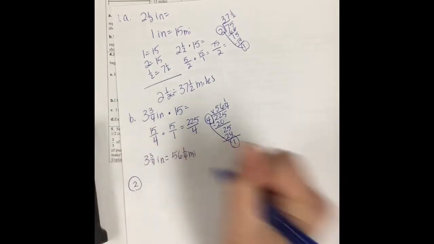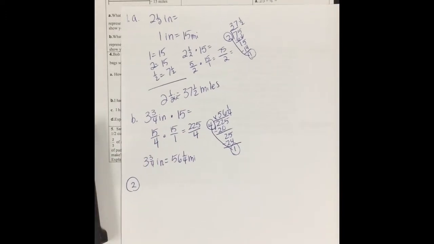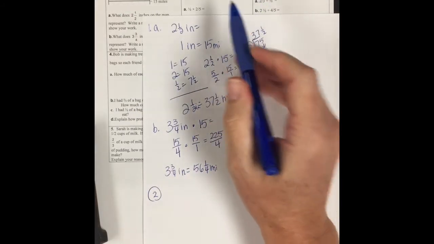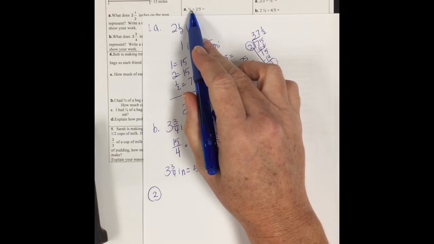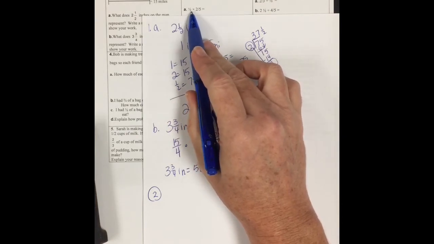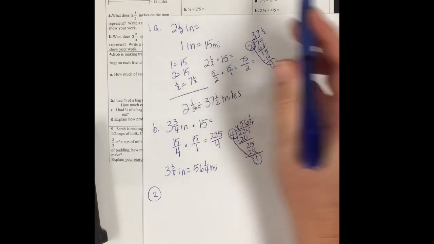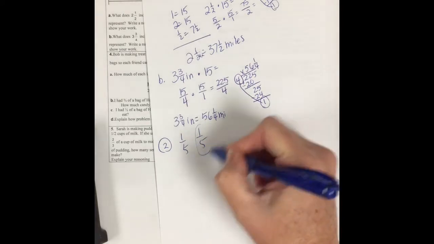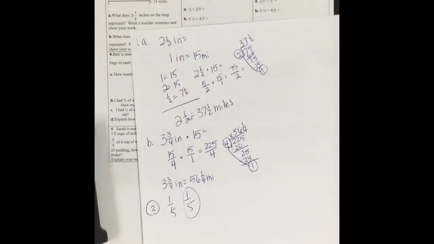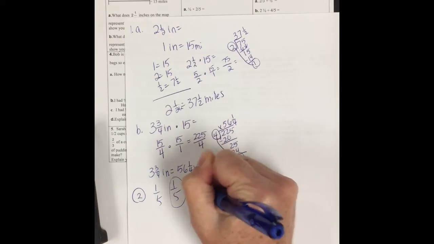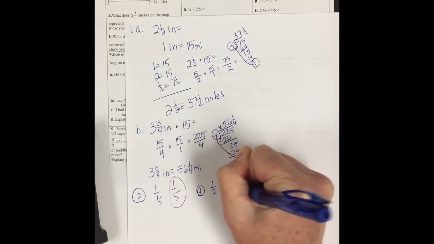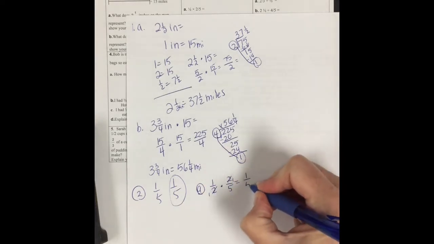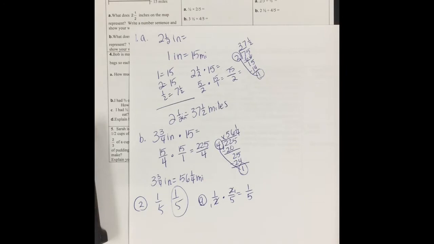2. Estimate each product, then find each product, show your work. So I'm going to estimate just in my head out loud, and then we'll actually find the product. So I'm looking for a half of, because multiplying means of, a half of 2/5. Well, if I have 2/5, half of it's going to be 1/5, right? So my estimate's going to be 1/5. So A, 1/2 times 2/5. If I choose, I could reduce before I multiply, and I end up with 1 over 5. So A is 1/5.